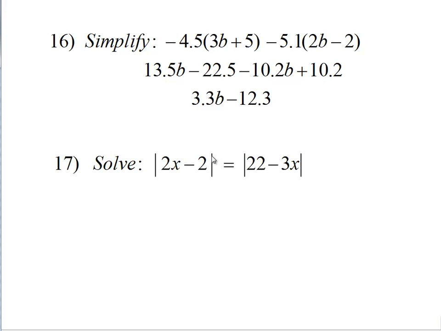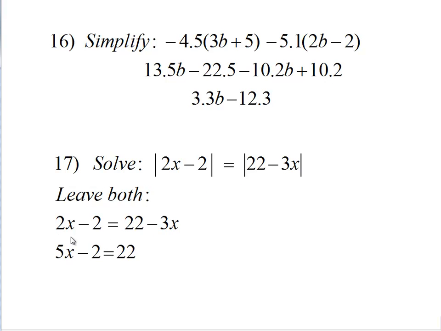Okay, 17. Another absolute value, we just drop them. Get 2x minus 2, we just leave those. 22 minus 3x. Just leave them both. Add 3x to both sides, make 5x. Then add 2 makes 24. 22 plus 2, and then divide by 5. Divide this by 5, you get x is 24/5.